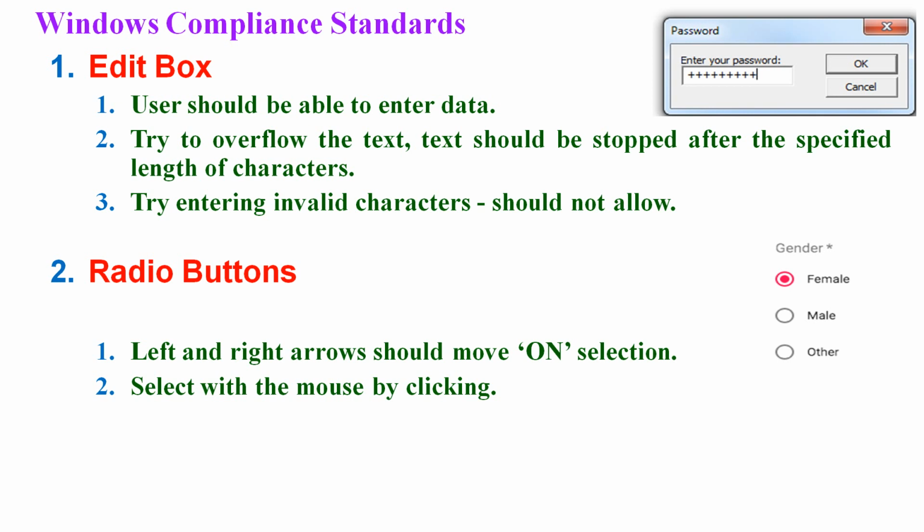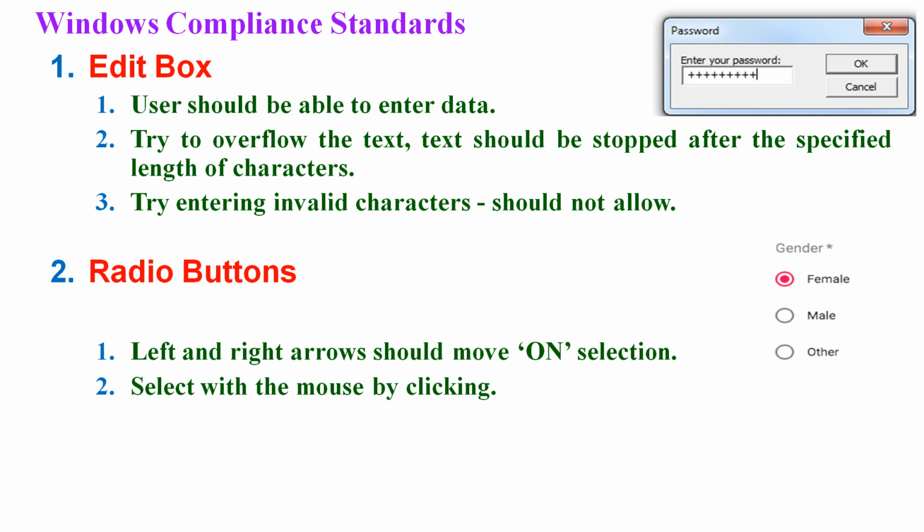For example, if you take the password as shown in this picture, the user should be able to enter the password in the edit box field. If the user is not able to enter the data in this edit box field, in the password field, then there is a defect. Immediately you have to report that defect to the developers. Hey developer, I am not able to enter the text in the edit box. There is a defect, like this, right?